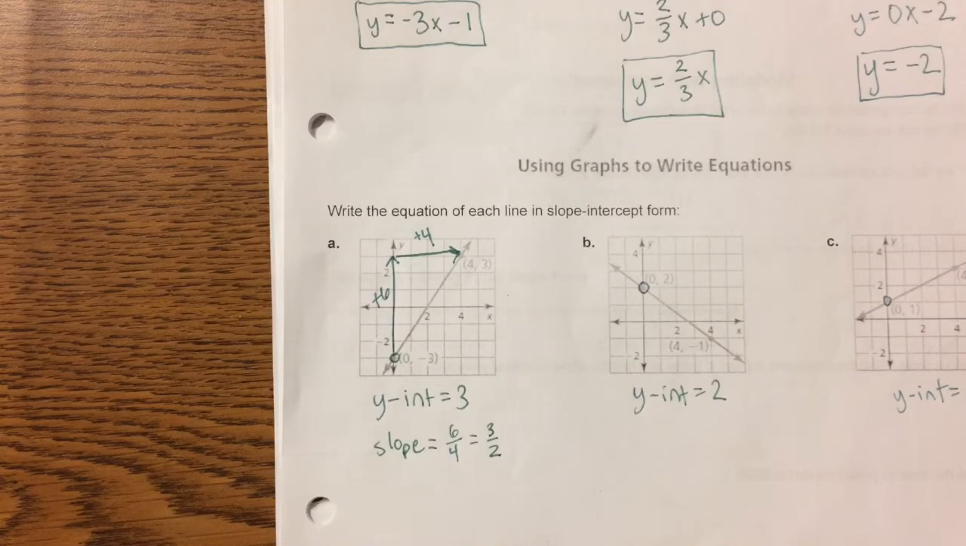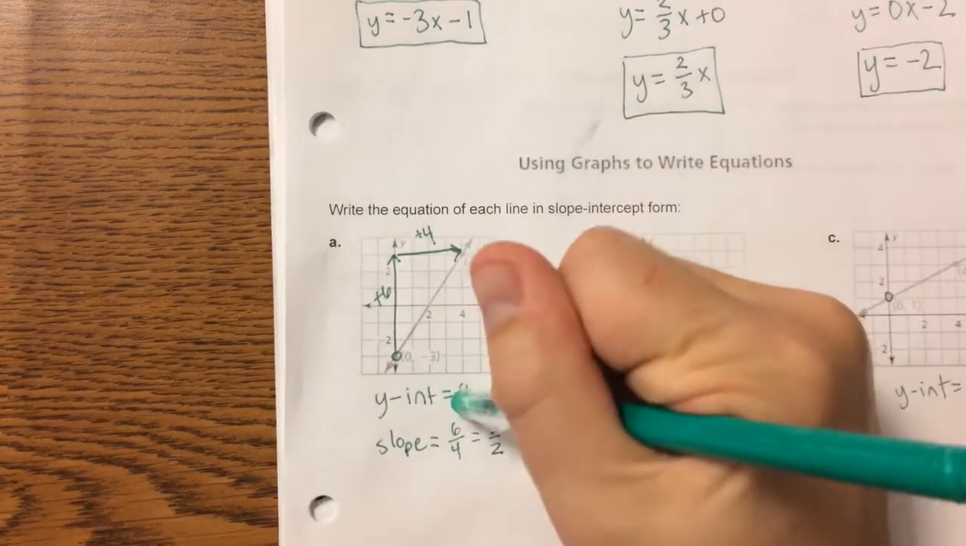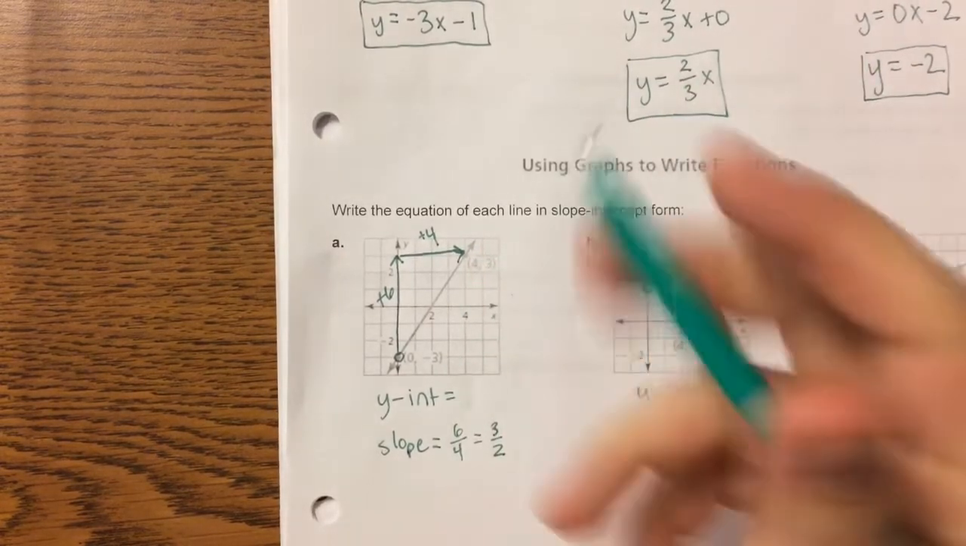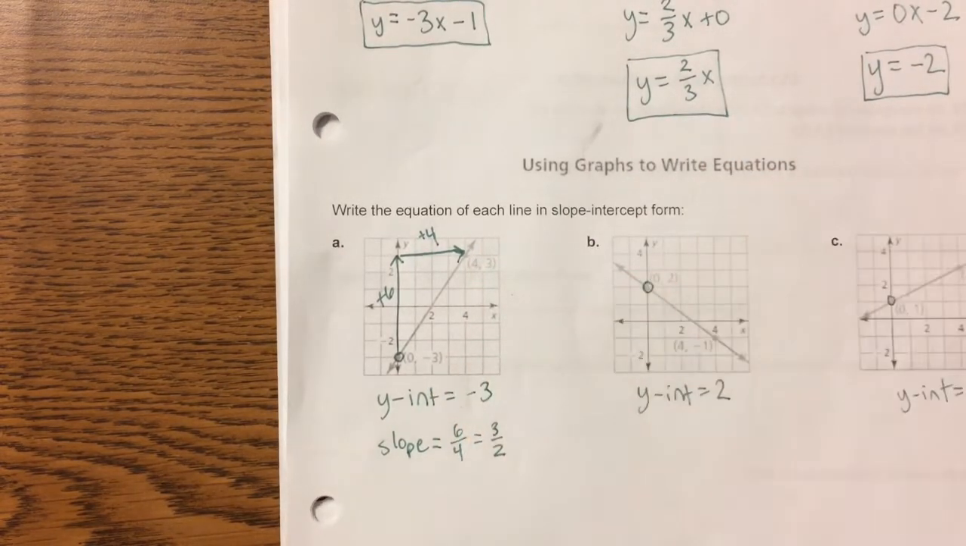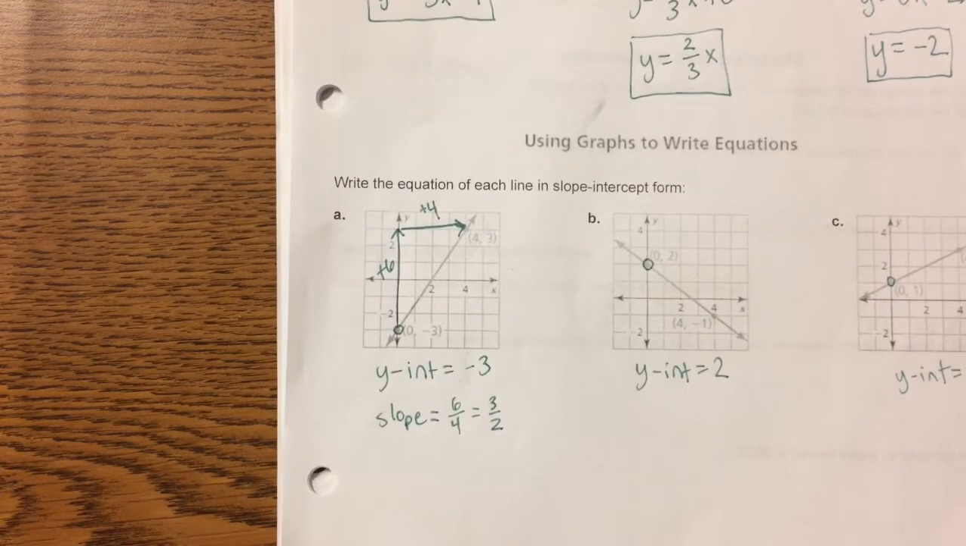Yes, ma'am. Is the y-intercept negative? Negative 3? Oh, yes, it should be negative 3. Oh, goodness. Wow. Not a great way to start today off. Good catch. Yeah, it should be negative 3. Oof. It's minus 10 points right there.